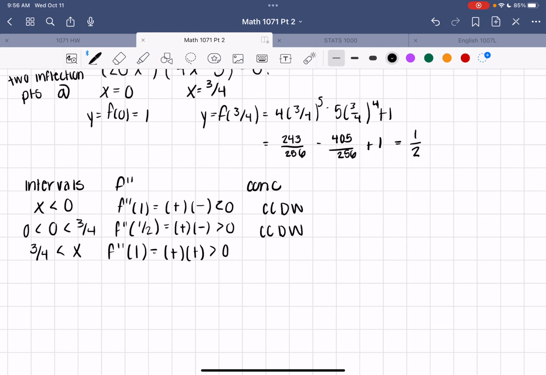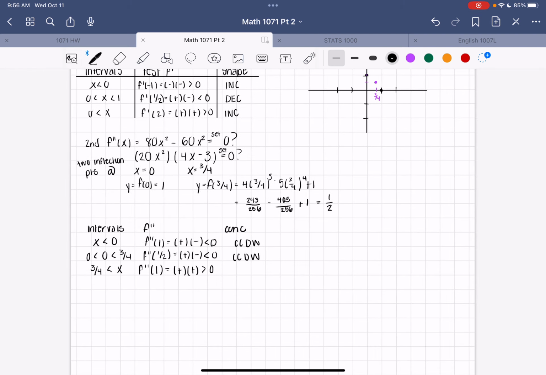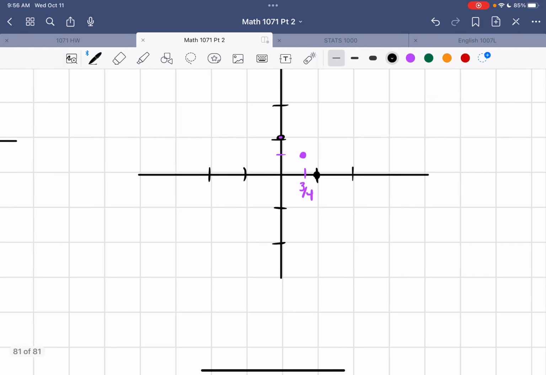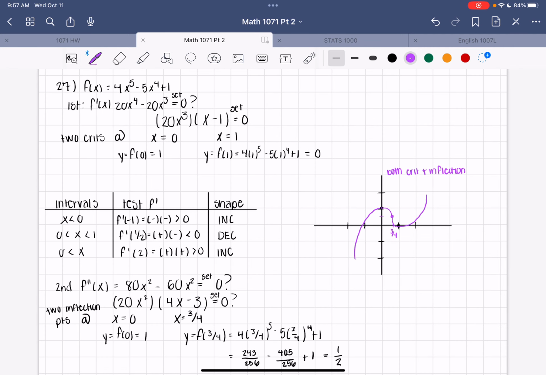So if we put all this together: increasing concave down, decreasing concave down, decreasing concave up, increasing concave up. And so that was a good problem because it showed you could have a critical point which is also an inflection point. Good problem. Sorry for the messy arithmetic.